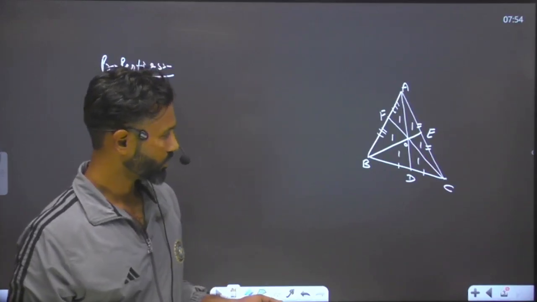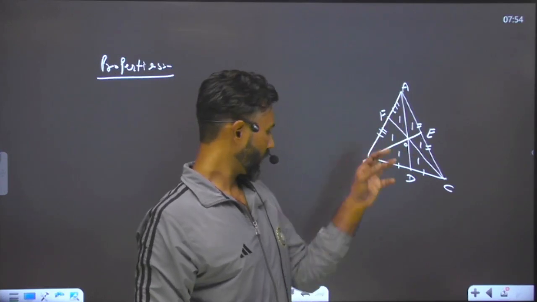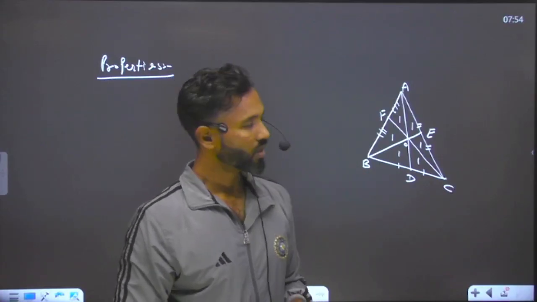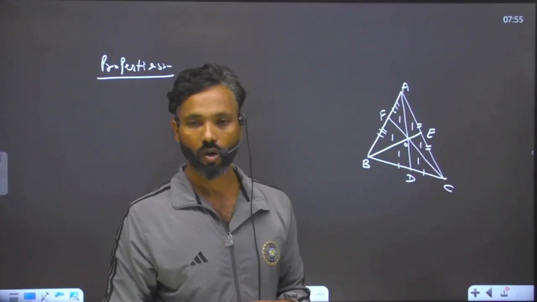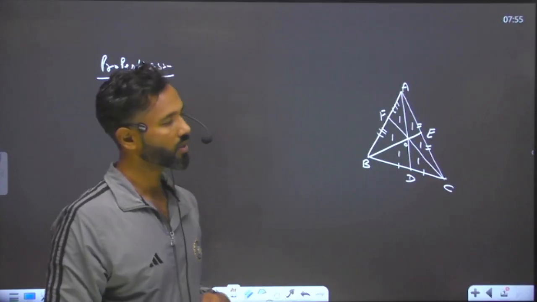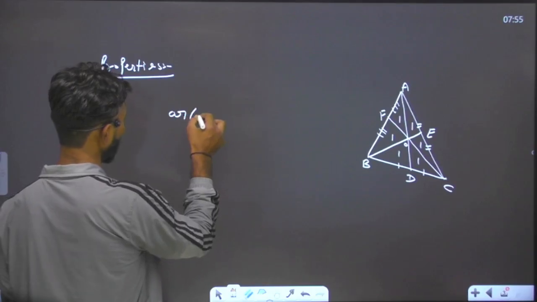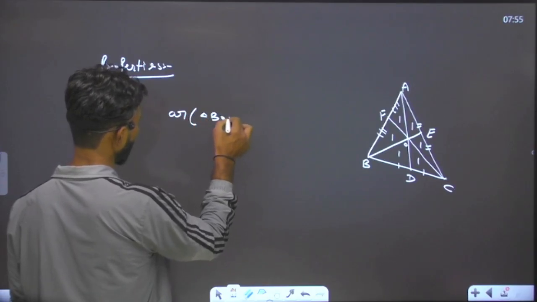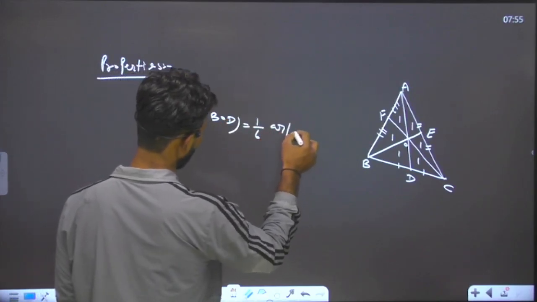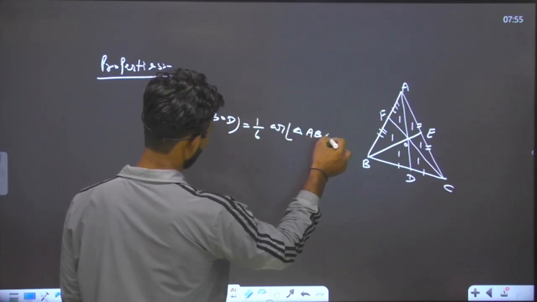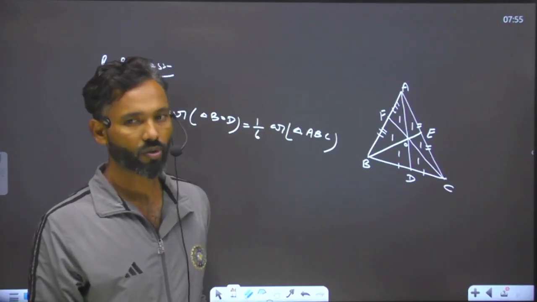I can say that, as we have denoted that area of each part is 1 unit, so the area of the entire triangle is 6 units. So now I can say that the area of a single part will be 1/6 of the area of the entire triangle. Understand that? So I can say that area of triangle BOD will be equal to 1/6 area of triangle ABC. So this is the first property, based on the median.